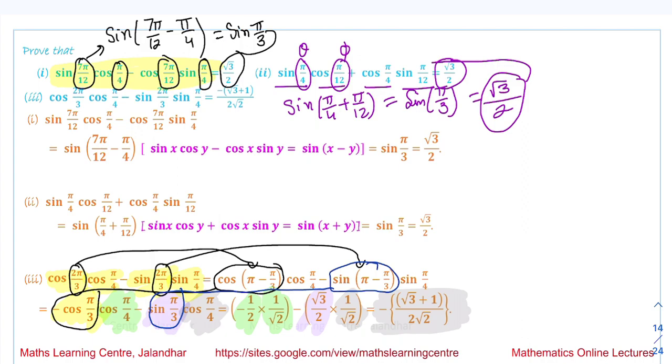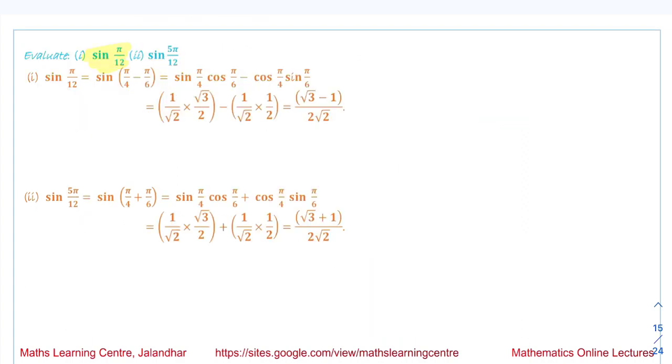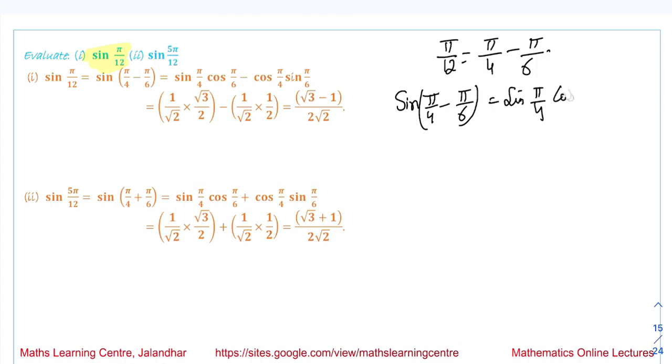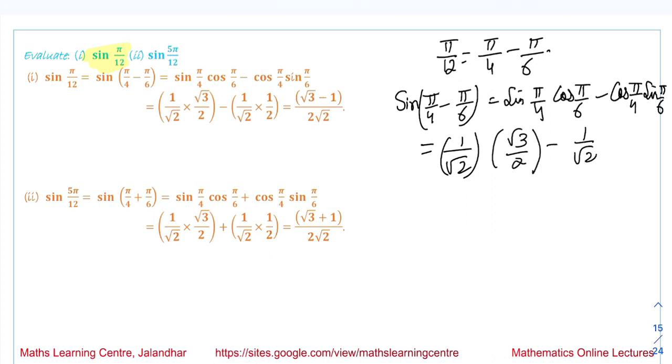Next, we have to evaluate the value of sine of pi by 12. If we look at this value pi by 12, we can write it as pi by 4 minus pi by 6. So sine of pi by 4 minus pi by 6, we are applying the formula, it is sine of pi by 4 cos of pi by 6 minus cos of pi by 4 sine of pi by 6. So the answer will become 1 by square root 2 into root 3 by 2 minus 1 by square root 2 into 1 by 2, and on solving this we obtain the answer in this form.